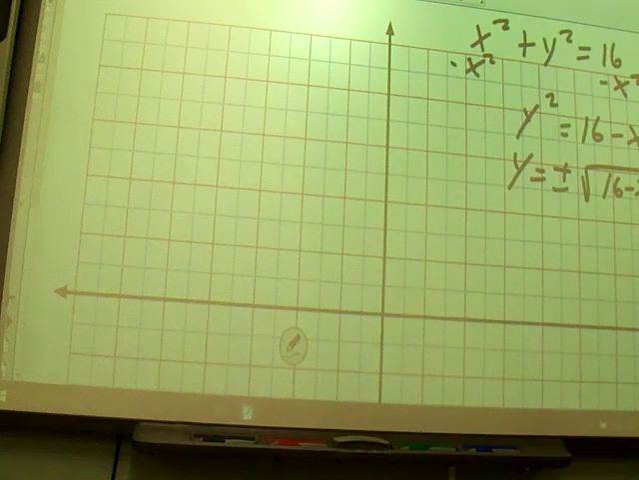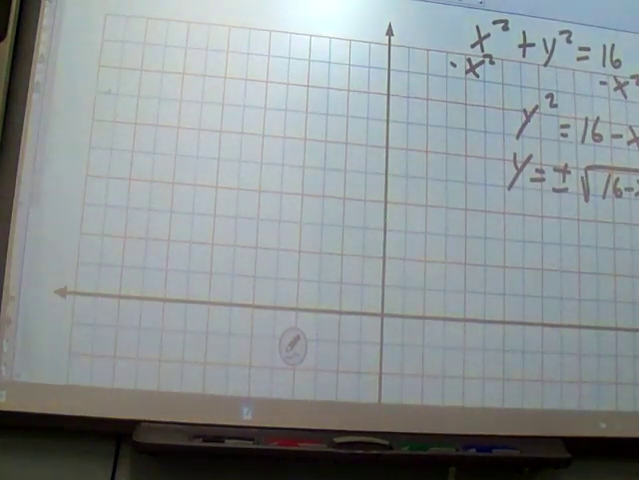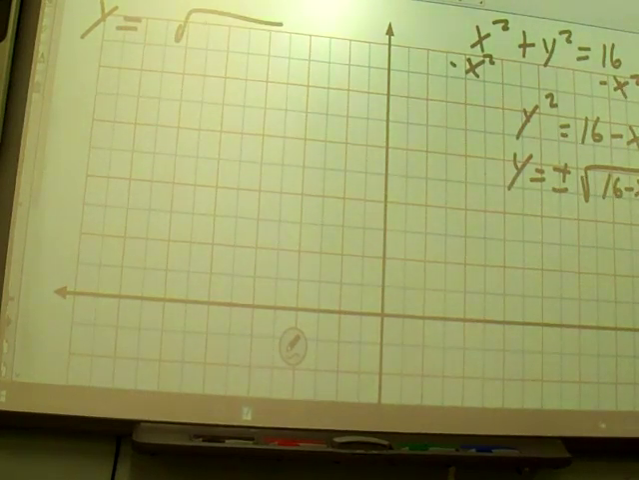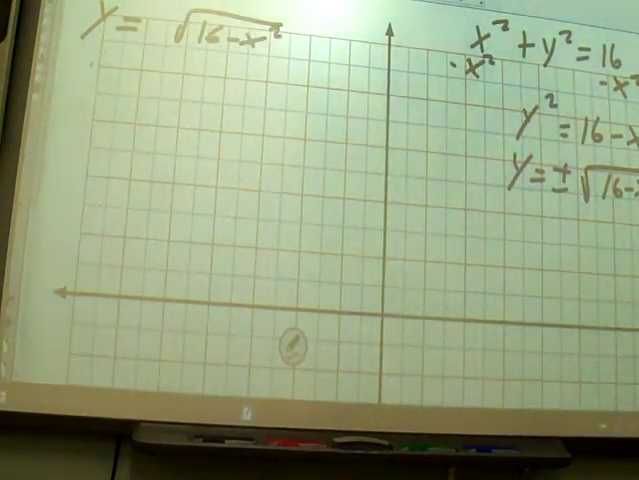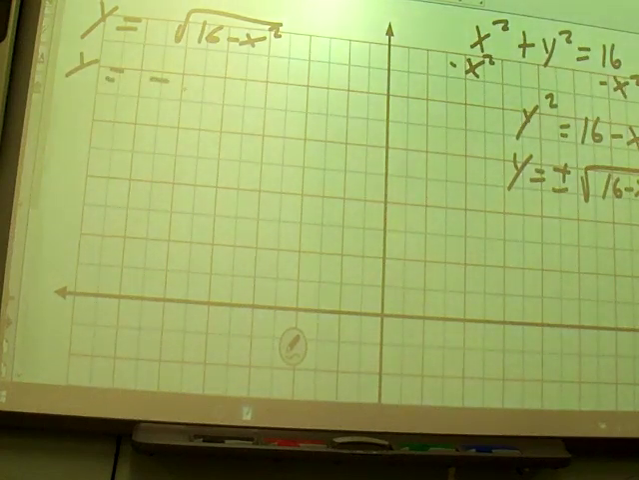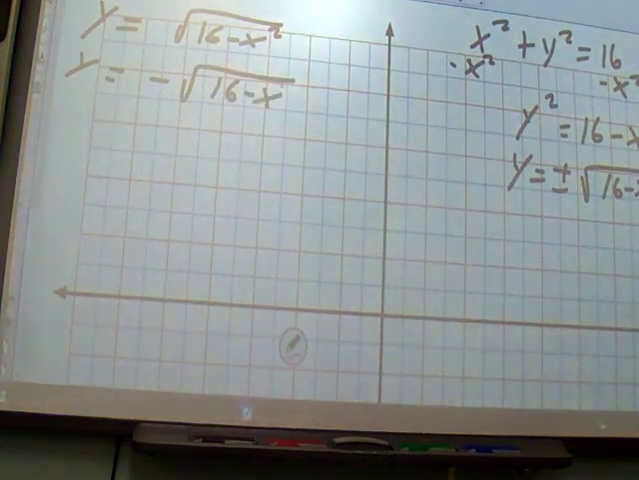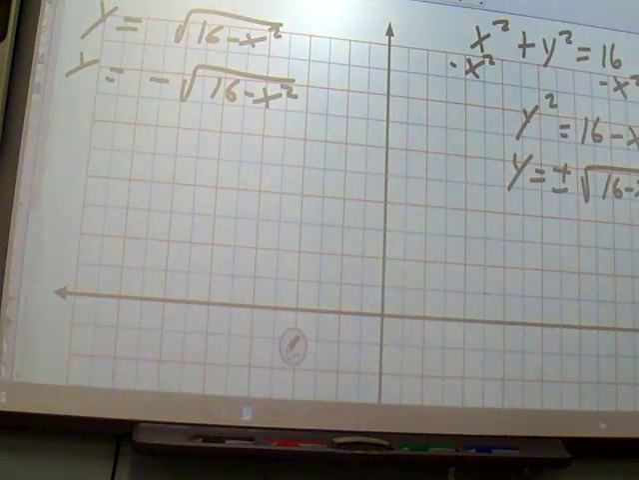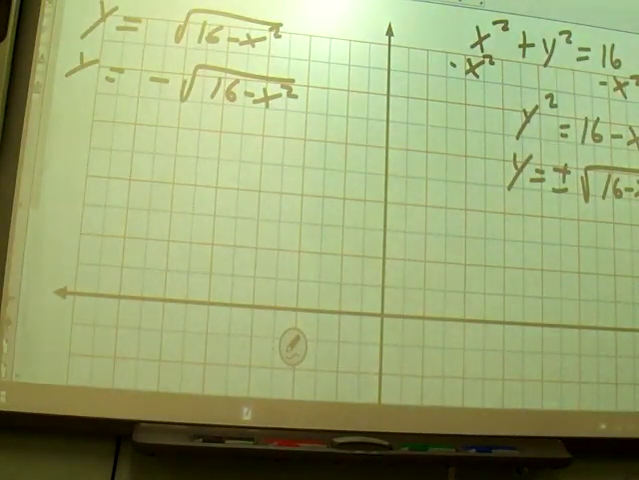Now, when you go to type it in your calculator, remember there's not a plus minus sign, so you'll have to type them in separately. Type the first one in, square root of 16 minus x squared, and then go down to the second y and type the negative one in. Now remember I told you about your calculator's graphics. They're not the best, so your circle's kind of distorted and choppy, but it is a circle with a radius of 4.